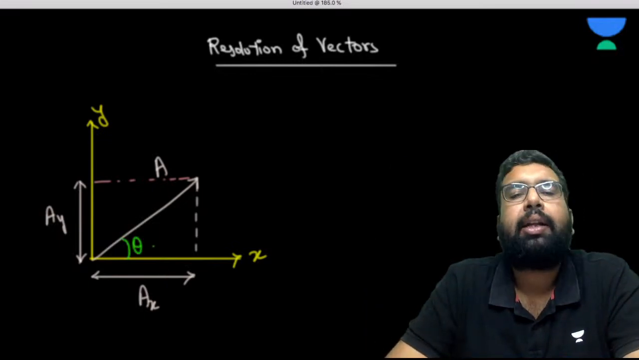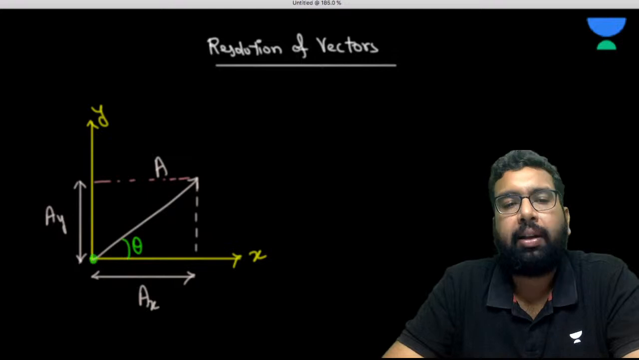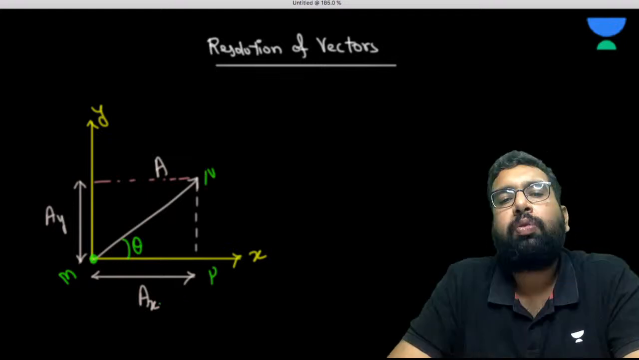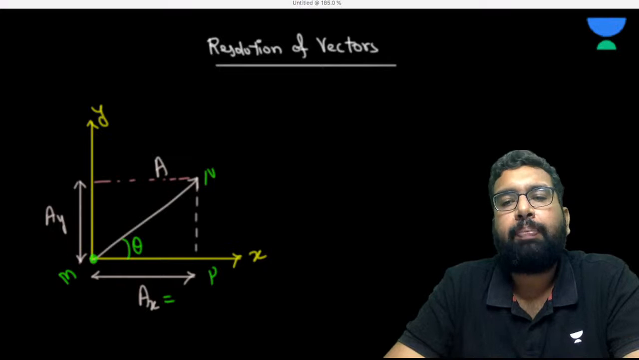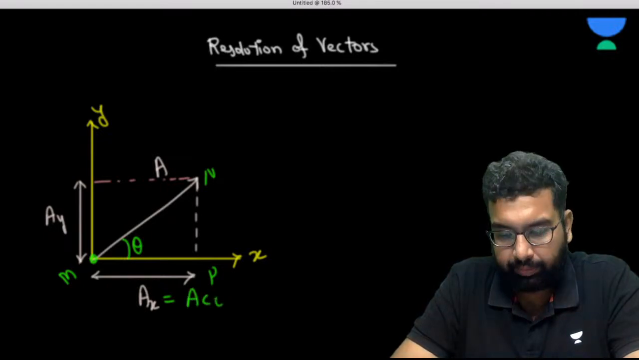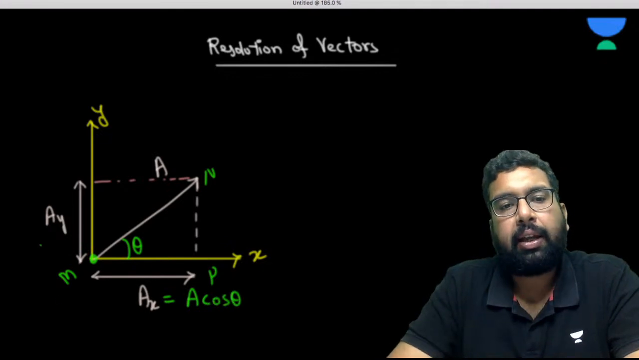So if this angle is theta, now I can see a triangle here. I'll keep it very, very simple. Let's say the triangle M N P. So what is going to be the base of this? The base of it is going to become A cos theta, right? And this A_y is going to become A sin theta, right? A sin theta. How come, sir?